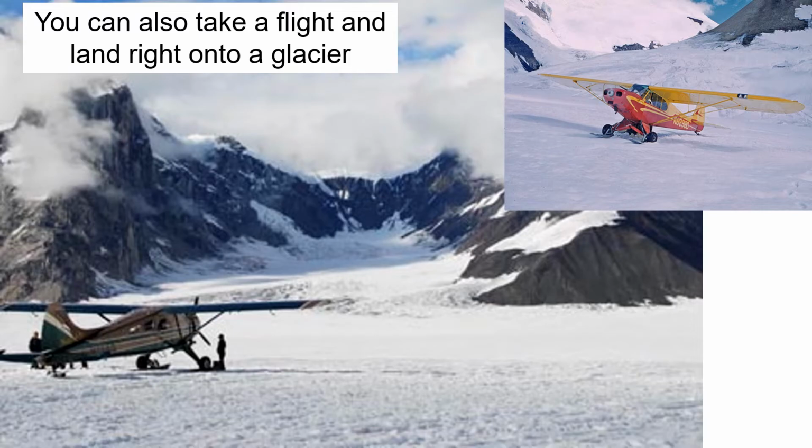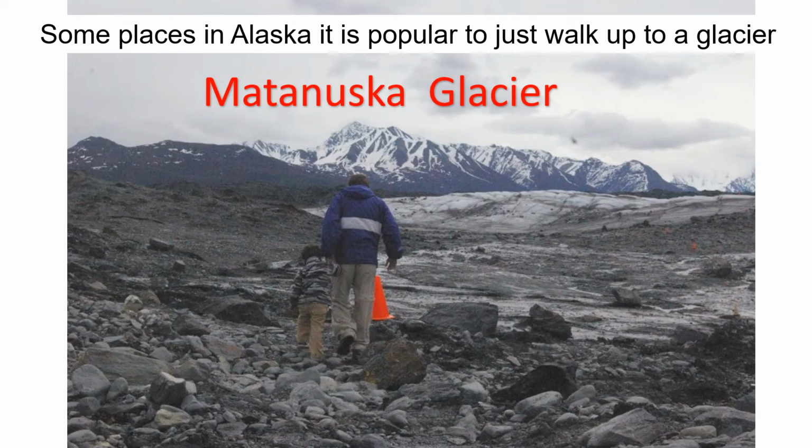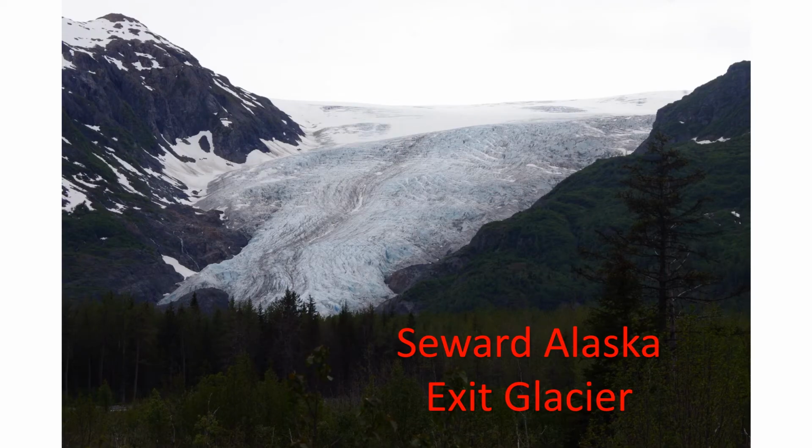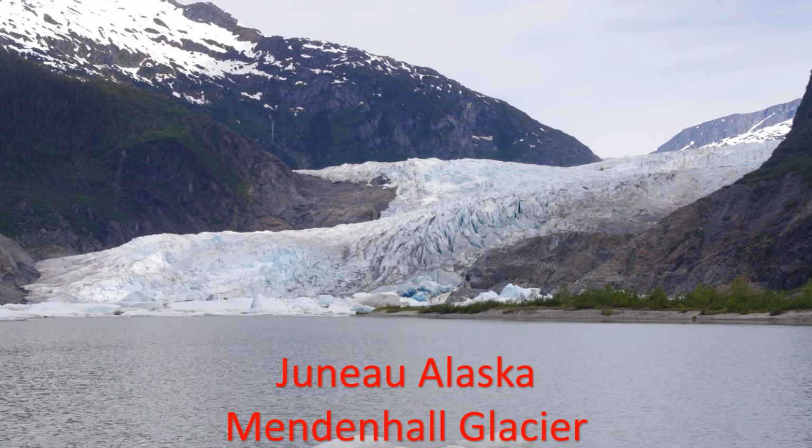Mount McKinley, which is the tallest mountain in the United States, tallest mountain in North America, this is how the climbers get up to the point where they start climbing the top of the mountain. They take a plane up there and it lands right on the ice. Some places you can just walk right out there to the edge of the glacier. This is Seward Glacier, another good example of a mountain or valley glacier. This is Juneau, Alaska, Mendenhall Glacier.